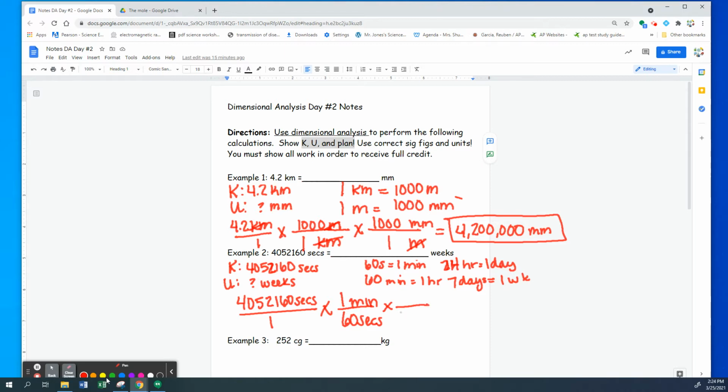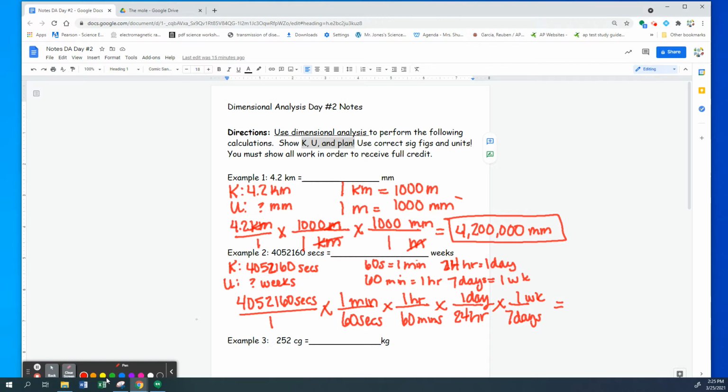From minutes, I'm going to go to hours. 60 minutes goes on bottom, so 1 hour. From hours, I'm going to go to days. 24 hours in 1 day. And then from days, I'm going to end up where we want to be at weeks. So 7 days, 1 week. Use my calculator to do the math. Remember, if it's on bottom, we're going to divide.